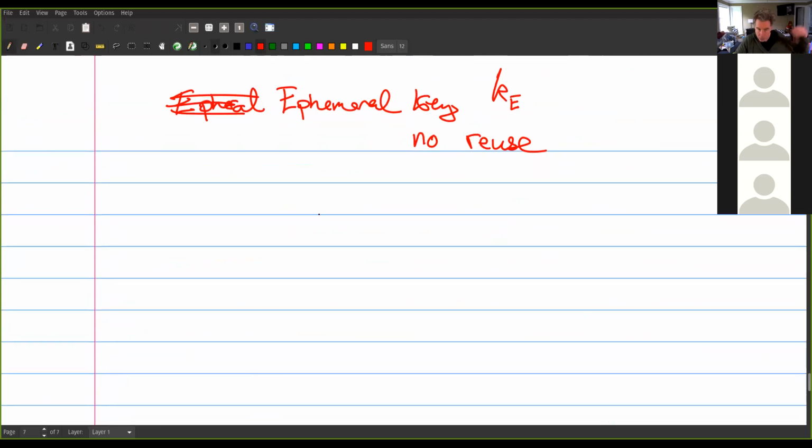Okay. Another thing is that ElGamal is subject to malleability, the same way that our schoolbook RSA was. So ElGamal is vulnerable to malleability. Anybody remember what malleability means?